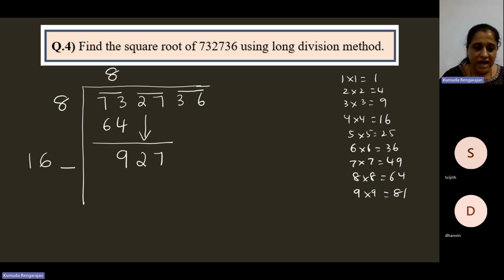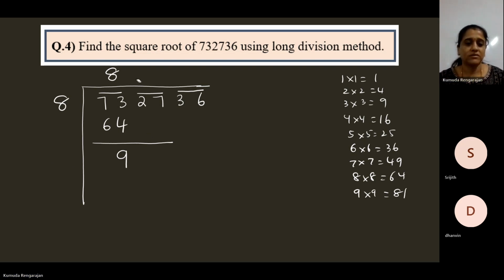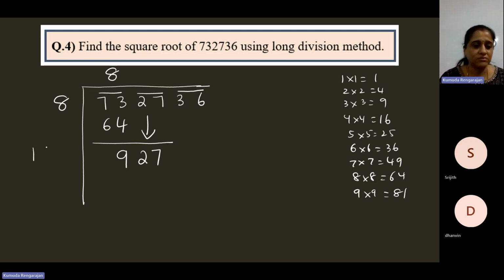After that, put a dash here and a dash here. I'll repeat, so you will understand. We understood 8 8s are 64, 9 is the remainder. Bring the next pair down. Double the quotient. 8 2s are 16. Write it here. Put a space, a dash here and a dash here.